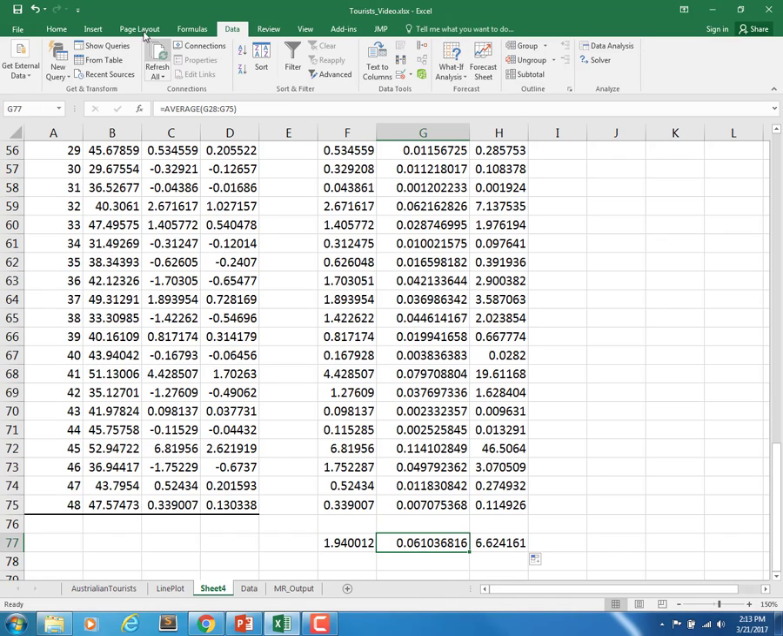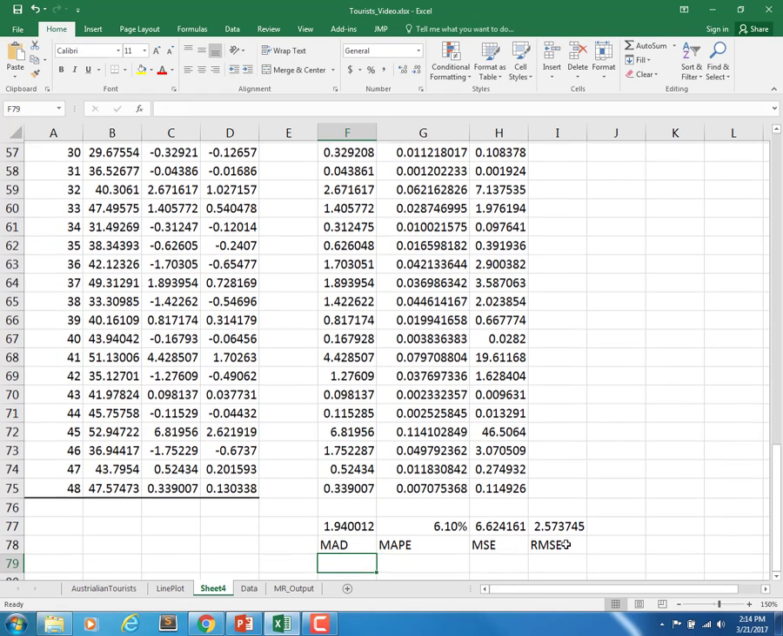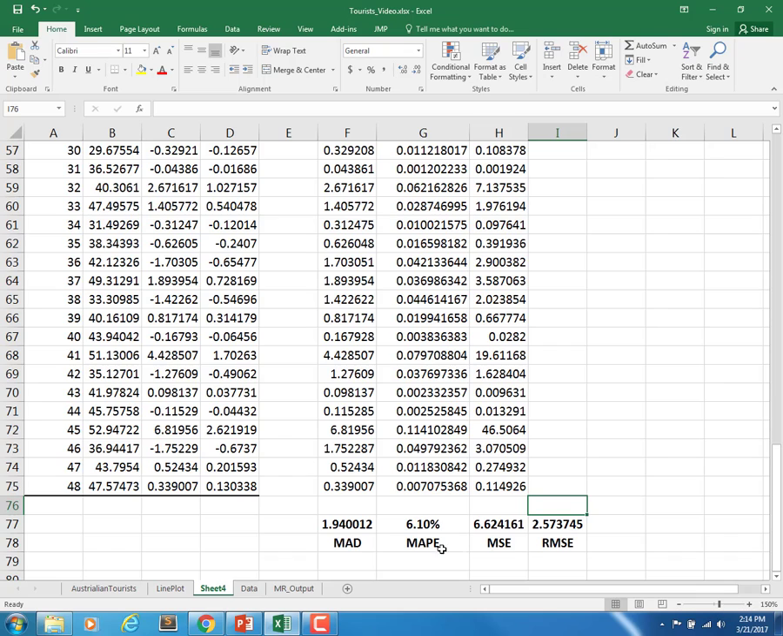This one we made a percentage with 2 places to the right of the decimal. And this was the square root of the MSE, giving us the RMSE. So this is RMSE, MSE, MAPE, and the MAD. Those should look exactly like what we had done before manually, only this time I put the labels below instead of above.